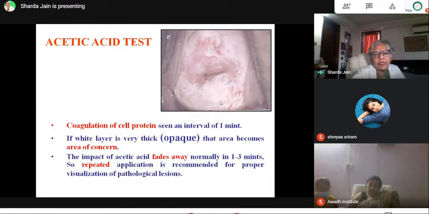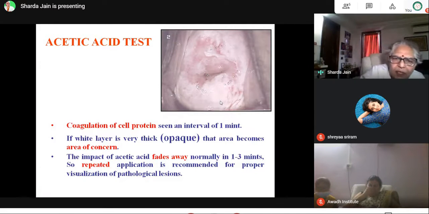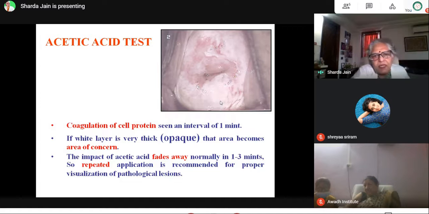Now you apply acetic acid, 5% acetic acid. We will teach you how to make acetic acid every time you do a colposcopy. It has to be made fresh. Whenever you do a colposcopy, you will make fresh acetic acid every time, and it's very simple to do. Once you apply this acetic acid, there is a coagulation of the cell protein, and this gives opacity to it. It takes almost 1 minute, with repeated application, for you to make up your mind.